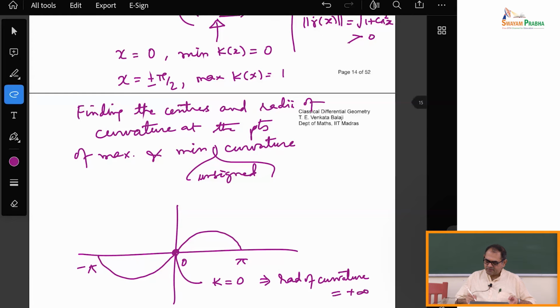So k is 0 implies the radius of curvature is plus infinity, and we should think of it as a circle passing through that point with infinite radius. Basically, it should be thought of as a straight line, and you can think of infinity as the center of curvature. There is a small bit of confusion: what is a single point that you can call infinity on the plane? Infinity is in all directions.